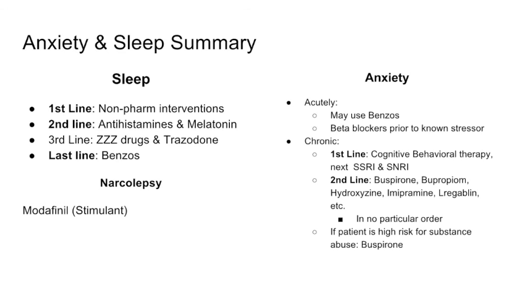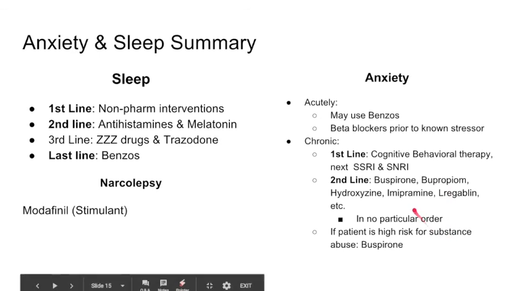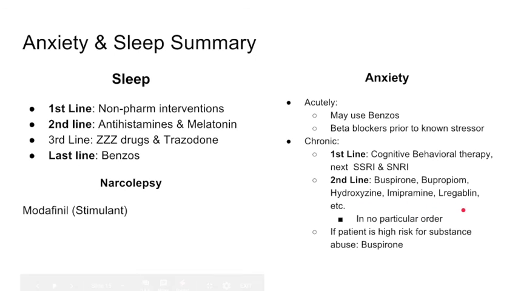Chronic treatment of anxiety revolves entirely around cognitive behavioral therapy and then SSRIs and SNRIs. Second line, we can use things like buspirone, bupropion, hydroxyzine, imipramine, and pregabalin. I don't know why all of this is misspelled. I apologize. I'm going to correct that on the PowerPoint that I post. And there really is no particular order in any of those agents.